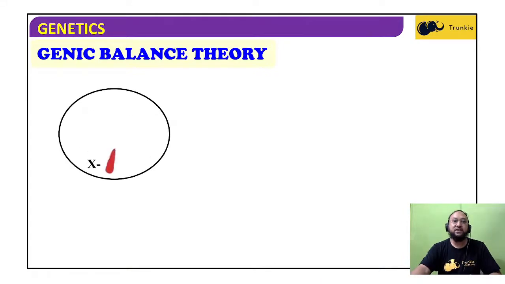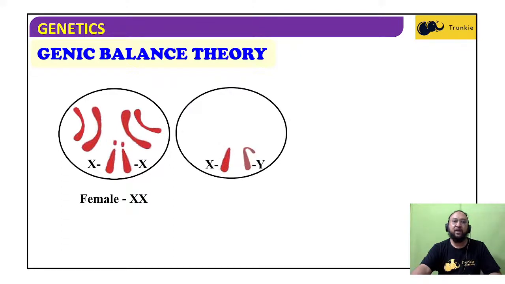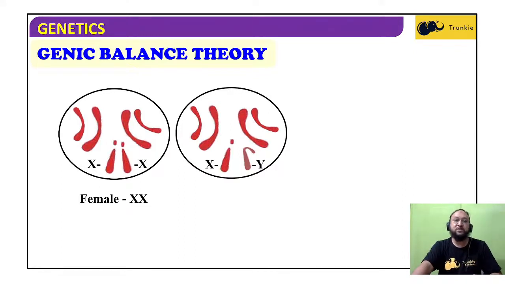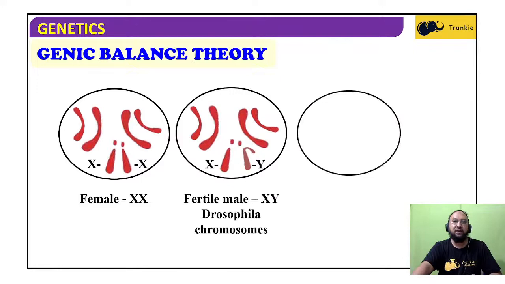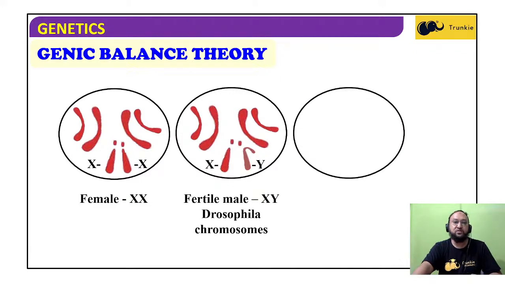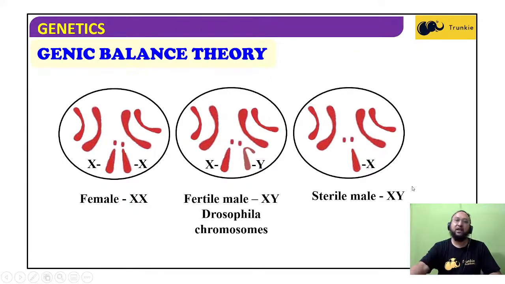Okay. Now next is the female XX, and you see this is the chromosome of Drosophila. The Y chromosome is little bent in one terminal region, so that is representing the Y chromosome. And here is the fertile male XY Drosophila chromosome. The sterile male will be XO, sorry, the Y will be missing. So there has to be XY in normal condition.